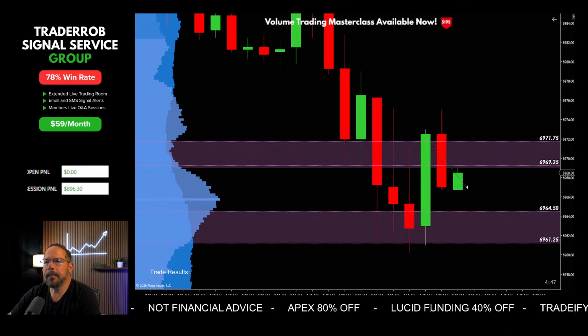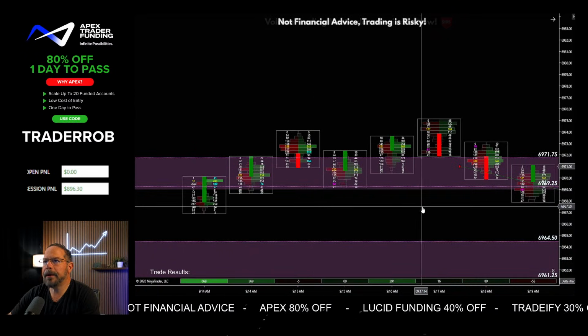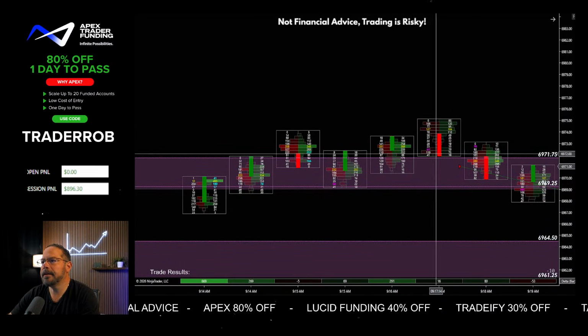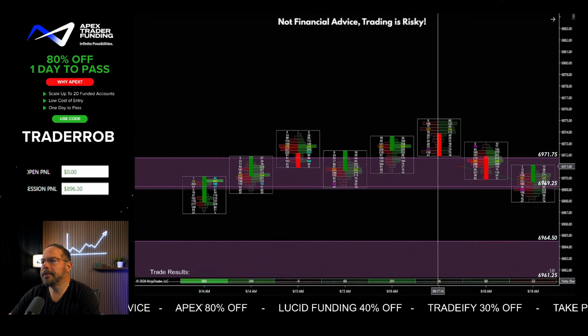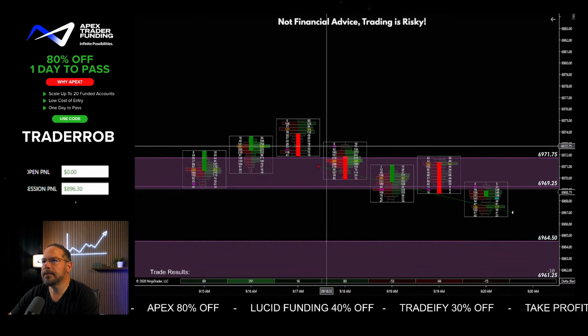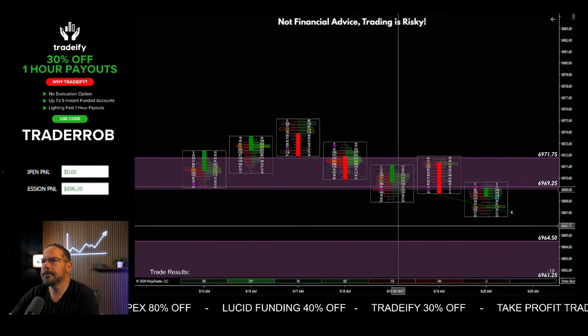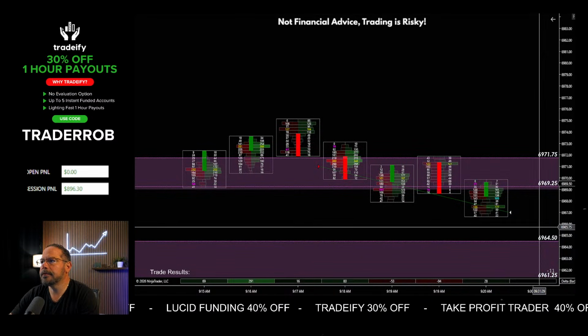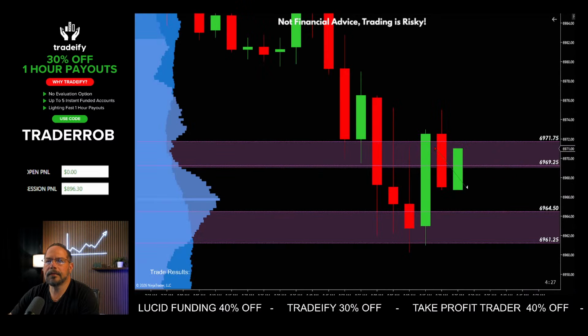So remember what the game plan was. First sweep outside of the band, which we finally got. First sweep out of the band. Red footprint, positive delta. Short, very little drawdown. Nice trade.